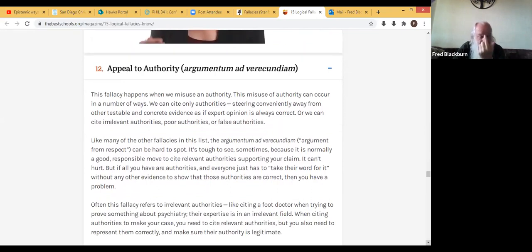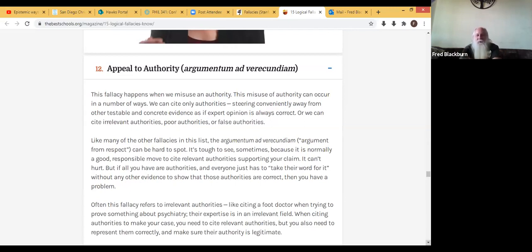Appeal to authority. This, in real simple terms, is you simply say, well, my mama said this was true, so it must be true. It could be the Bible. The Bible said it, I believe it, that settles it. Or you could be more fundamentalist and say, the Bible said it, and whether I believe it or not, that settles it, right? Yeah, that's who I grew up with.